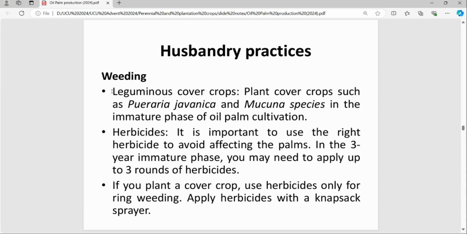Then if you plant cover crops, we also recommend that you only use the herbicide around the plant and ensure that you do not spray on the plant.